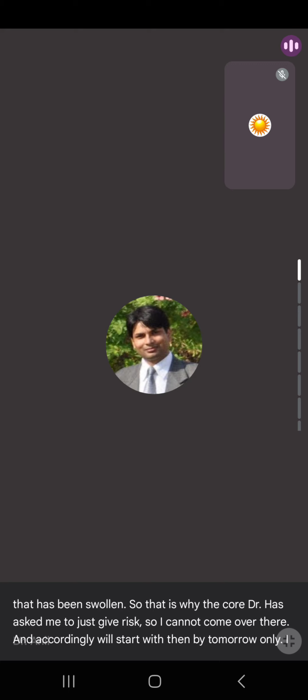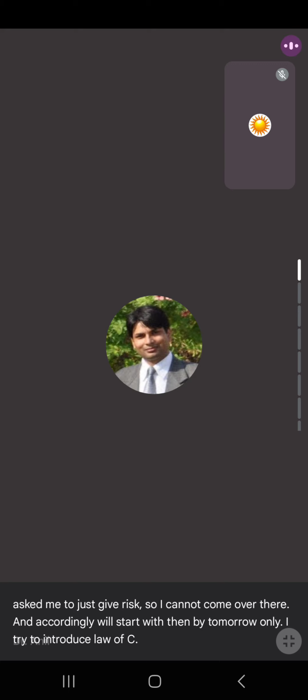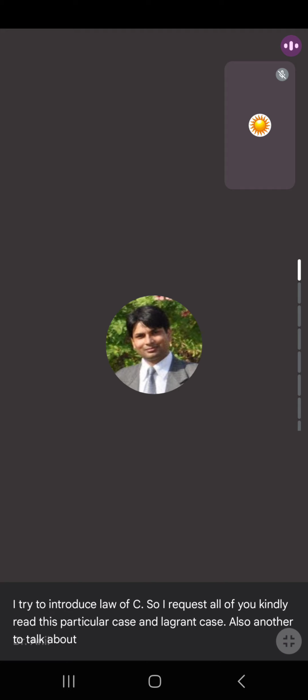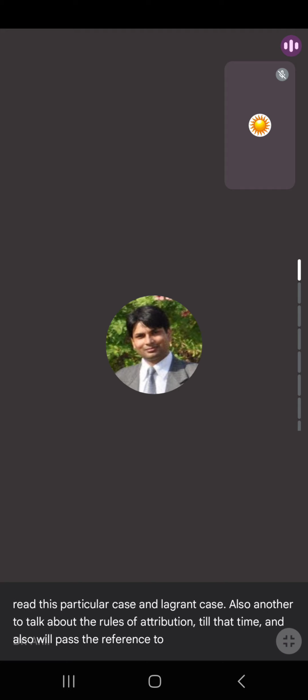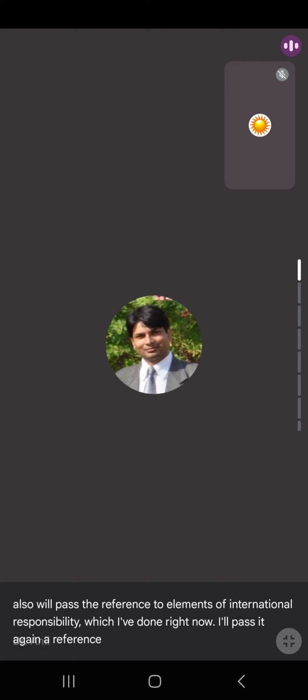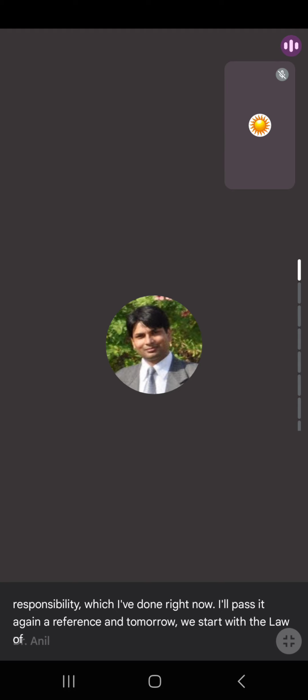I'll try to introduce law of the sea. So I request all of you kindly read this particular case and the LaGrand case also, and I'll talk about the rules of attribution till that time. I will also pass a reference to the elements of international responsibility, which I've done right now. And tomorrow we start with the law of the sea, because by this week I prefer to complete the law of the sea.